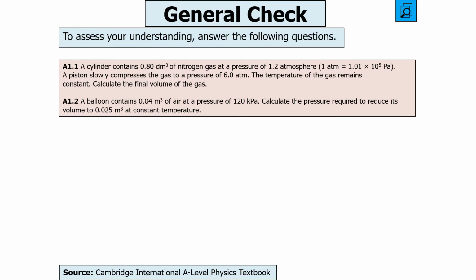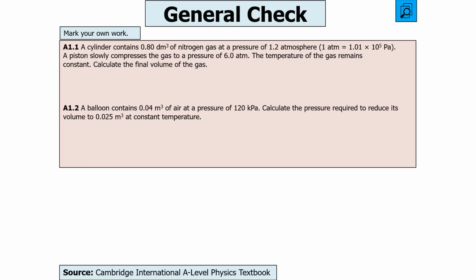The next question says, a cylinder contains 0.80 decimeters cubed of nitrogen gas at a pressure of 1.2 atmospheres. A piston slowly compresses the gas to a pressure of 6 atmospheres. The temperature remains constant. Calculate the final volume of the gas. Then a balloon contains 0.04 meters cubed of air at a pressure of 120 kilopascals. Calculate the pressure required to reduce its volume to 0.025 meters cubed at a constant temperature. So pause the video now, then unpause the video when you want to go through your answer.